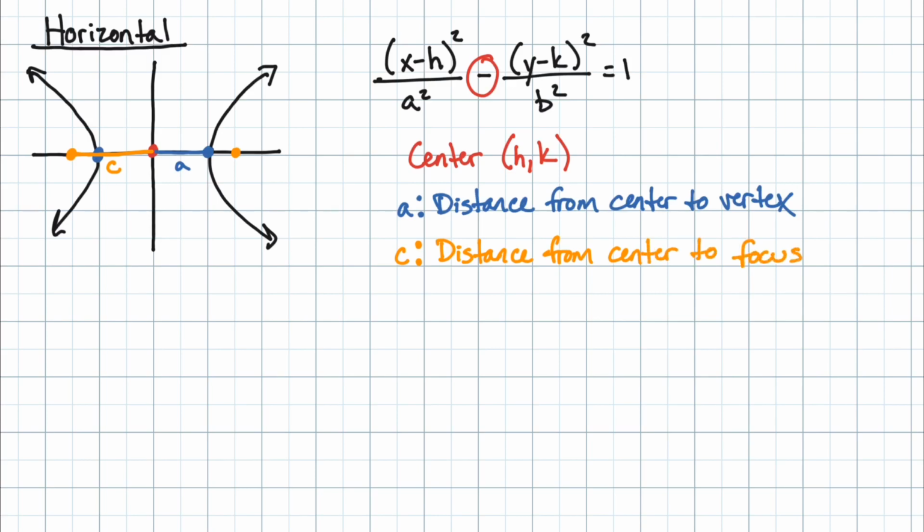Remember focus of a parabola? That still exists. And you remember how with ellipses it was c squared equals a squared minus b squared? Suckers, this time c squared equals a squared plus b squared. That's going to be our focus equation, and that's why we care about the value of b squared.